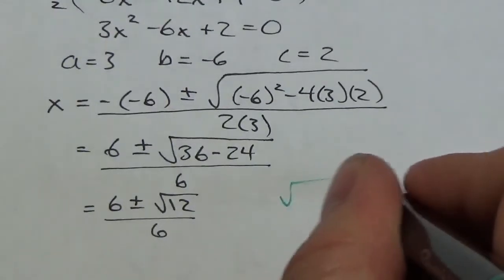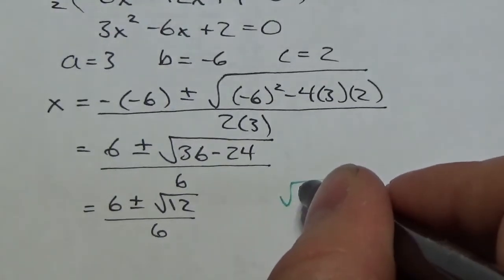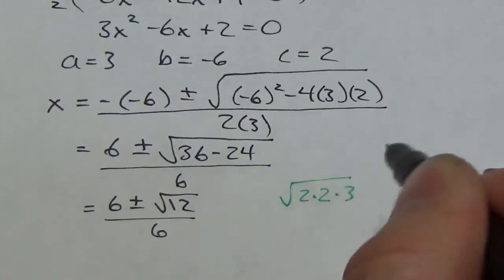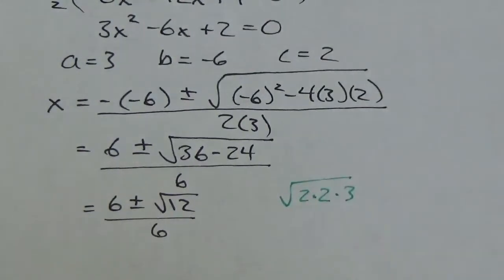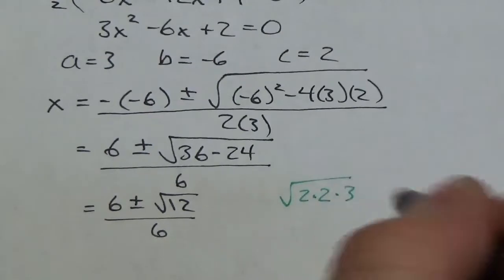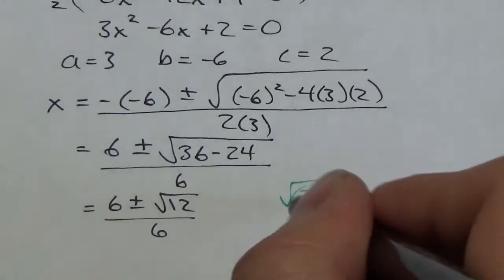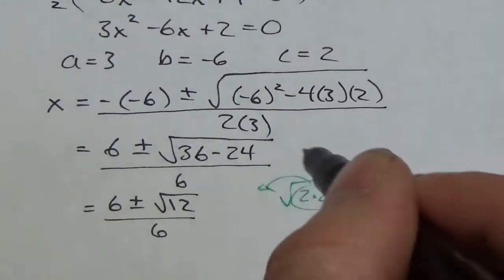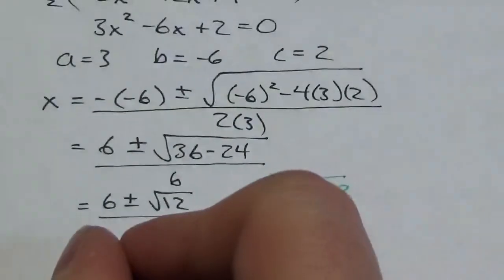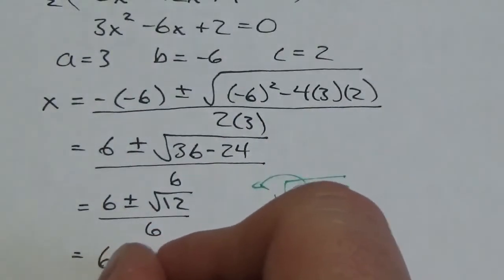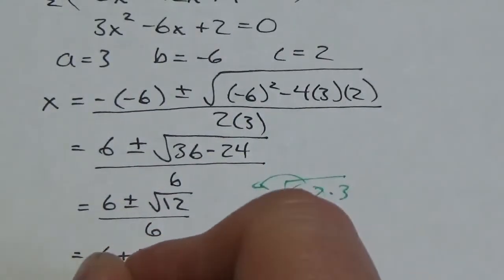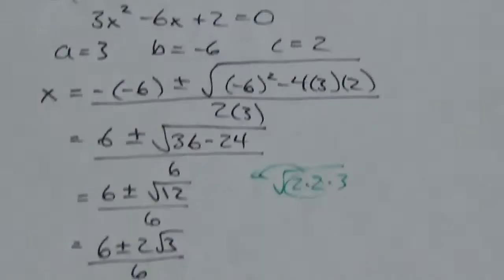In fact, I'm going to look at 12 over here. 12 is 3 times 4, and 4 is 2 times 2. Multiplied by 3 that gets you the 12. There's a pair of 2's there that I can pull out. And so this is going to be 6 plus or minus 2 root 3 all over 6.